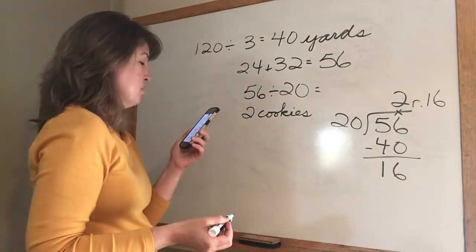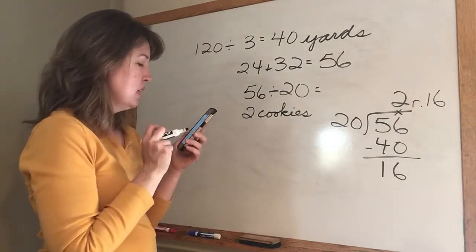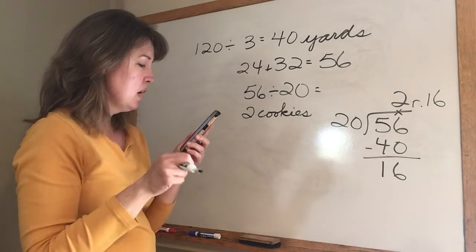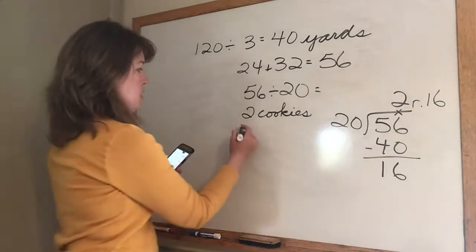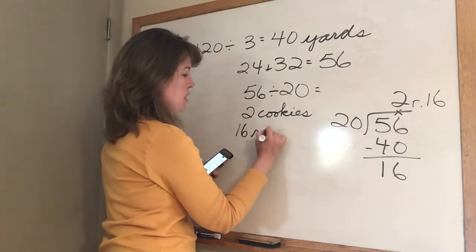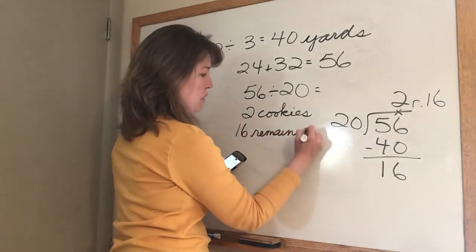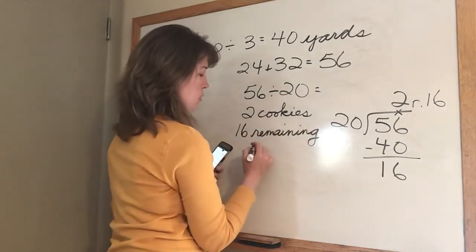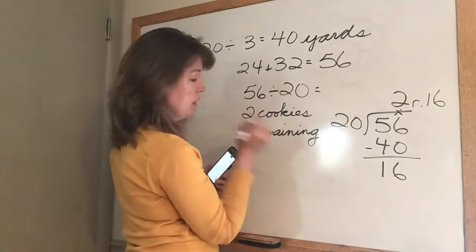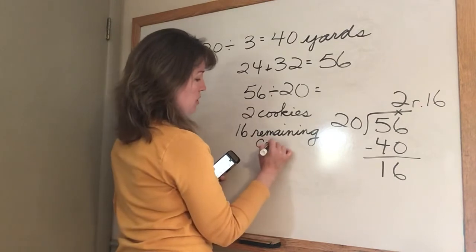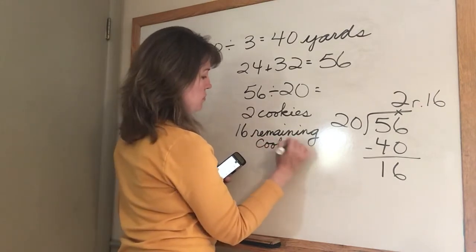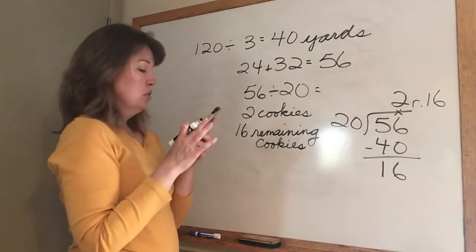Next question. Are there any remaining cookies? If so, how many are left, and what could Amelia and Gianna do with them? So 16 remaining cookies, and you can write whatever you want about what she could do with them. Probably eat them, right? Or give them to somebody, give them to your neighbor. Okay. Number 2.